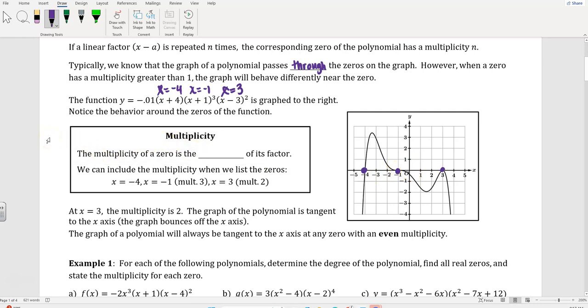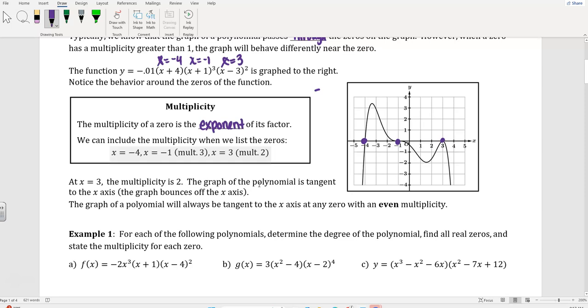So the multiplicity of a 0 is the exponent of its factor. So x equals negative 4 has a multiplicity of just 1 because there is no exponent here, so we just have that term one time. X equals negative 1 has a multiplicity of 3, and x equals 3 has a multiplicity of 2. Okay, so you can see here the correct terminology.